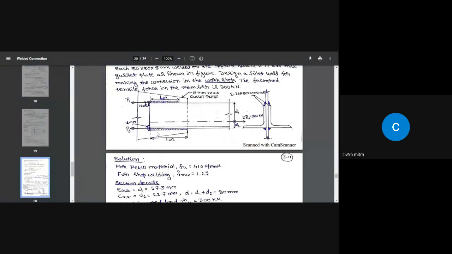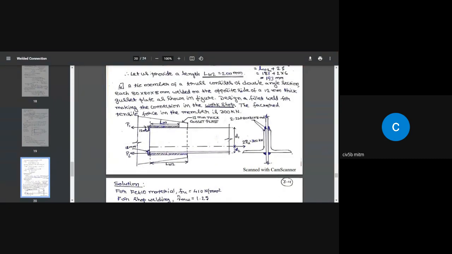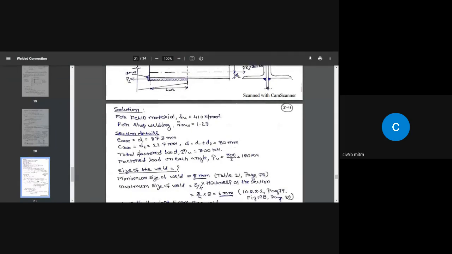If the problem says provide welds on all three sides, then you'll have to provide welds on these three sides. Here, because nothing is mentioned, I am taking this way. Okay. Coming back to this.